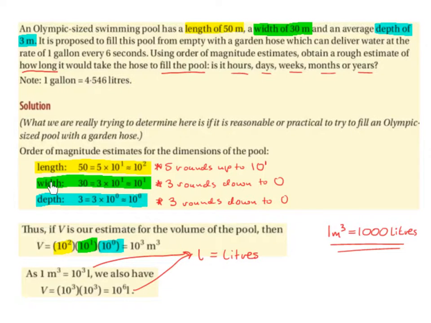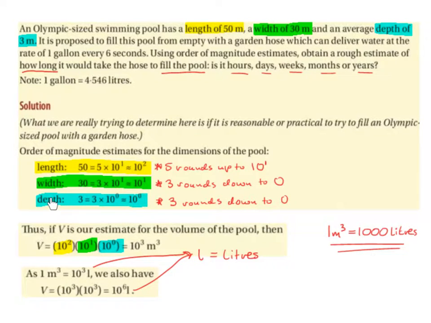The width of the pool is 30. 30 can be broken down as 3 times 10 to the power 1, and that's approximately equal to just 10 to the power 1, because the 3 will round down to 0. So we're just left with 10 to the power 1.